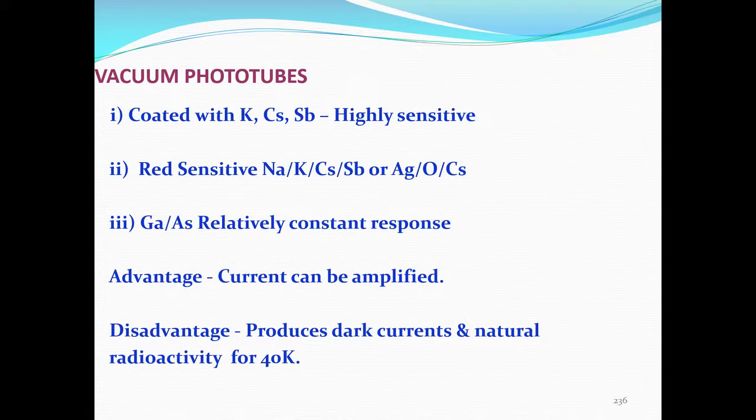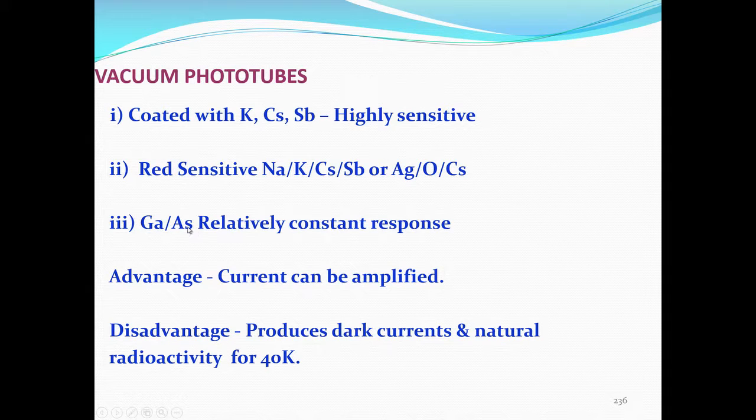So, what are basically the materials used in a vacuum phototube? They are simple materials like potassium, cesium, antimony. Such materials are very useful, highly sensitive also, and if you use a mixture of sodium, potassium, cesium, antimony or silver oxide and cesium, you will get very good sensitivity in the red sensitive range. The red sensitive range covers the near infrared. Okay. It is not useful for UV or something.